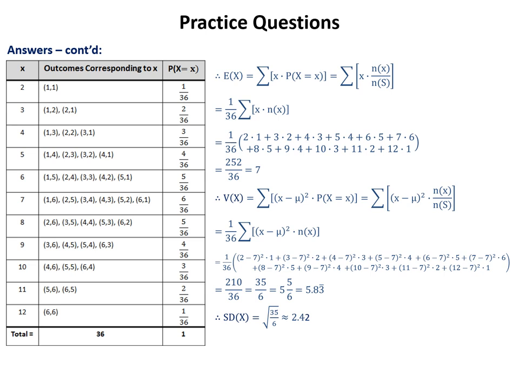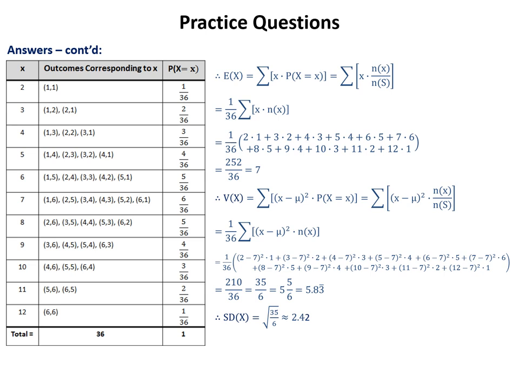So that gives us 1 over 36 times 2 times 1 plus 3 times 2 plus 4 times 3 plus 5 times 4 plus 6 times 5 plus 7 times 6 plus 8 times 5 plus 9 times 4 plus 10 times 3 plus 11 times 2 plus 12 times 1, all of which gives us 252 over 36, which equals 7.